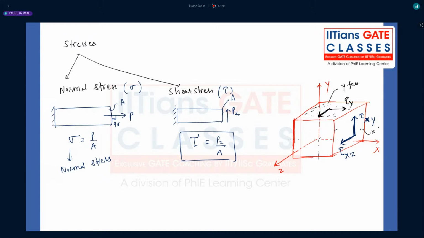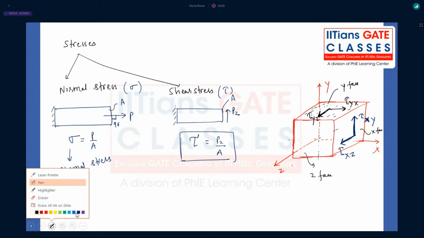This will be the x phase. Whatever front you are showing will be the z phase, right? Now, what will be the directions? Tau yx. What will be this direction, my dear friend? On which phase is it acting? On the y phase. Which direction? Positive z direction. Are these things clear? How are we writing that? Tell me, guys. Any difficulties?